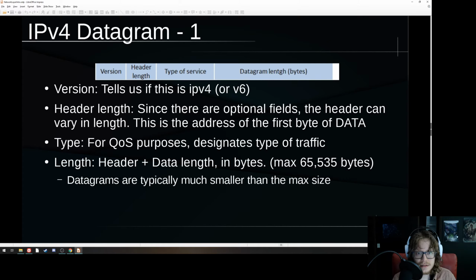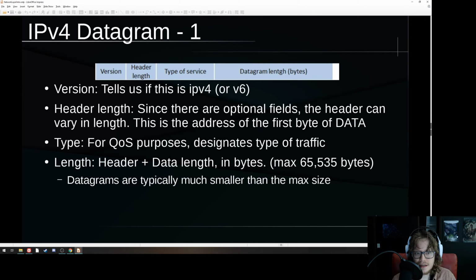But to an extent, the type of service field is still in use. There are some routers and networks that'll listen to it. For the most part, though, it's not used too much today. And then you've got your datagram length field. Notice the typo there from where I copied this from. Datagram length. Anyway, the datagram length field is the header plus the data length in bytes.